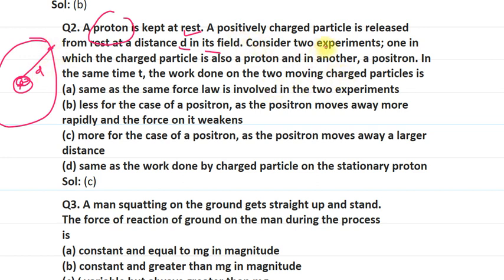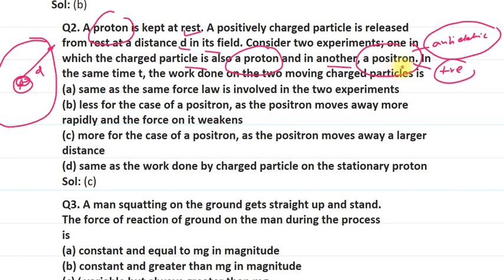So that particle, consider two experiments, one in which the charged particle which we have released is also a proton, and in the other experiment the other particle released is a positron. Positron is basically the anti-particle of the electron, and positron has the same properties as the electron, but it is positively charged. So this other particle is the positron, that is known as the anti-particle of the electron.